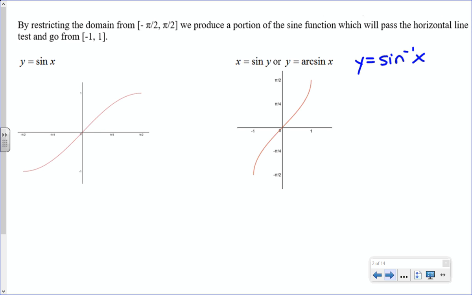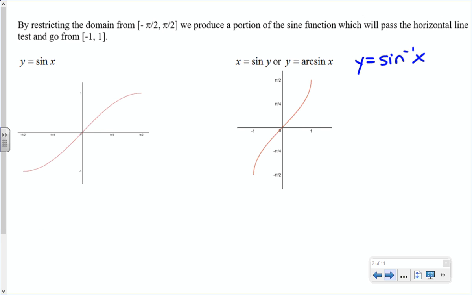The same thing happens with our cosine graph. Imagine the cosine graph. Does it pass the horizontal line test? No. However, if we restrict it to negative pi over 2 to pi over 2, the cosine graph looks like this. If we go from negative pi over 2 to pi over 2, that's cosine. It still doesn't pass the horizontal line test.